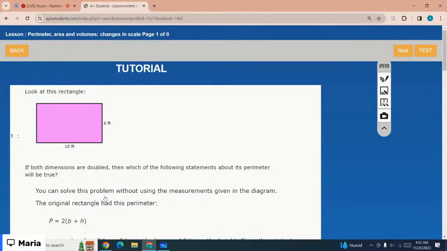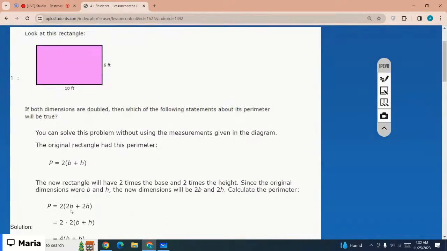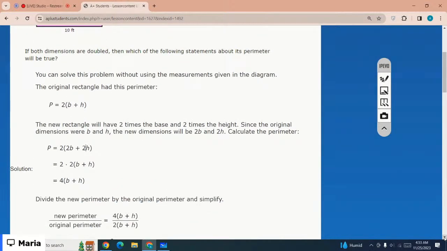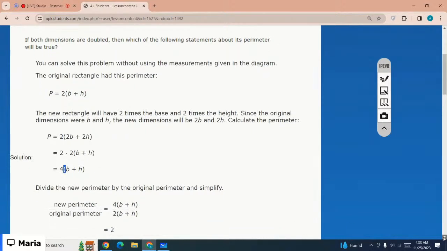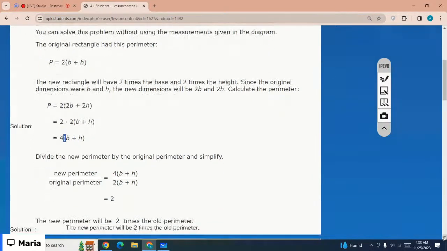Now you are going to double both values. Double means you multiply by 2, right? That is now 2b and 2h. You can take 2 common, so the perimeter equals 4 times b plus h. When you divide the new perimeter by the original perimeter, you are left with 2. That means the new perimeter will be 2 times the old perimeter. If you double the values, then obviously the perimeter is doubled, right?